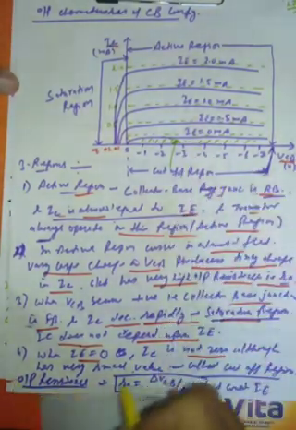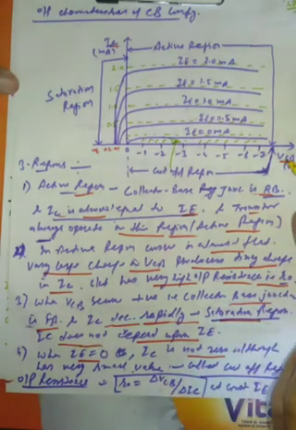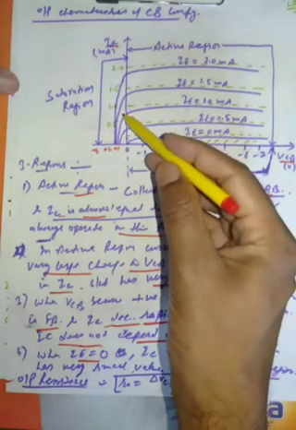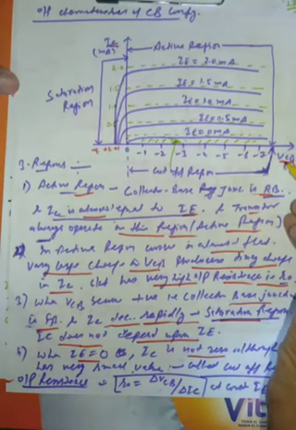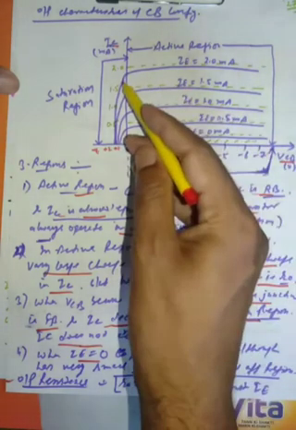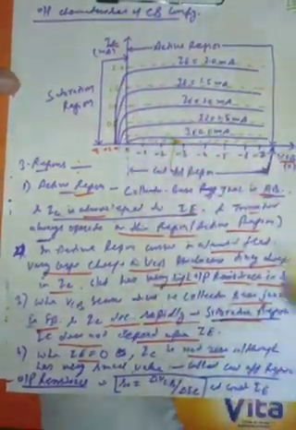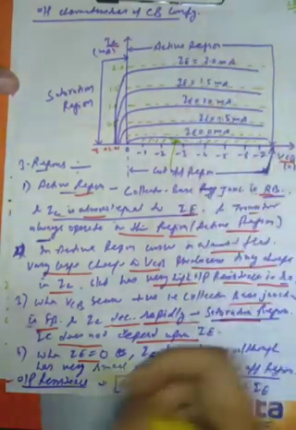And the output resistance RO is voltage divided by current, that is the change in collector voltage divided by the change in collector current at a constant emitter current. That is the output resistance equation.